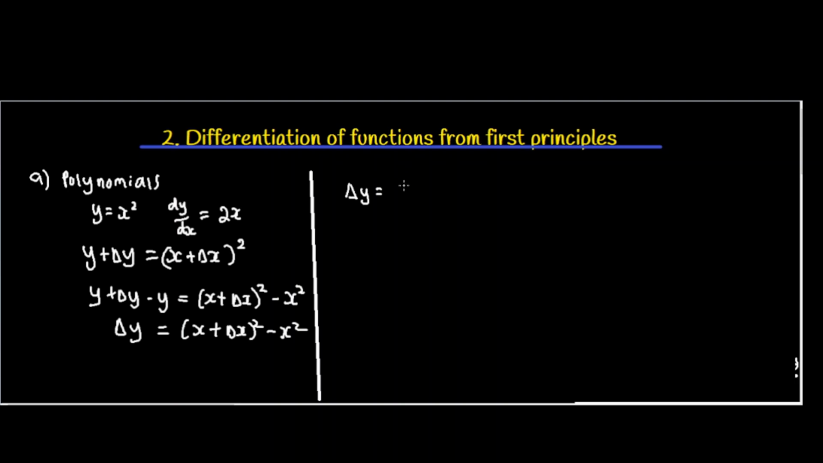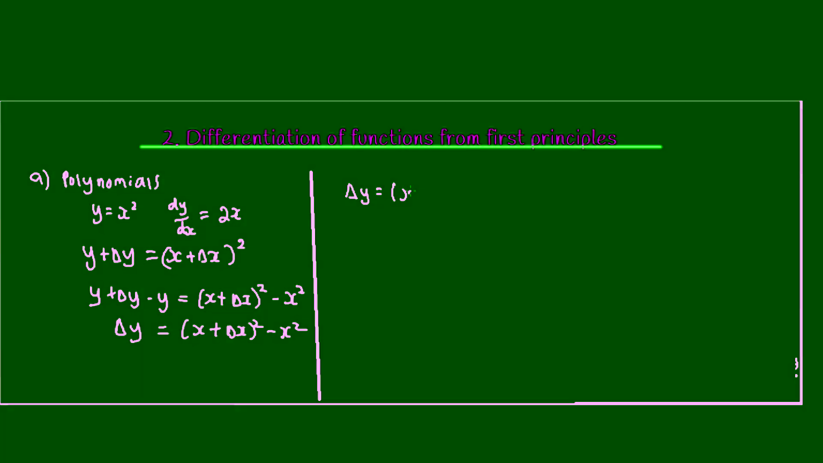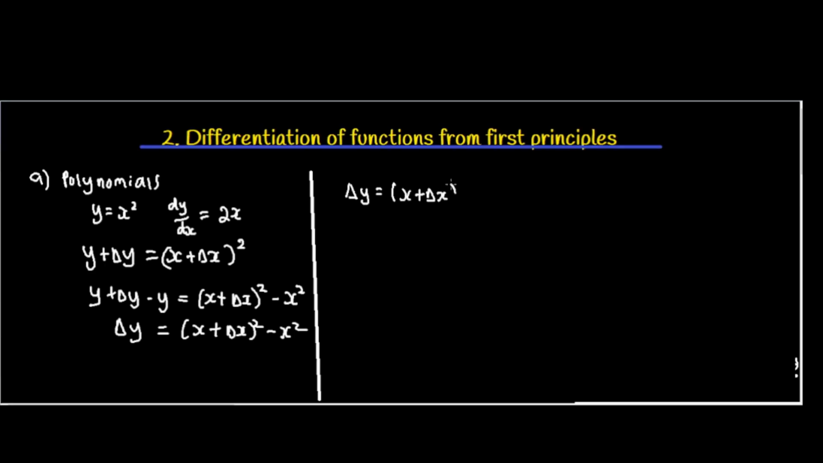Equal to. So what we are going to do in this case is simplify this bracket, or square this bracket. This is going to give us x plus change in x being multiplied by x plus change in x, minus x squared. Note that we are multiplying the bracket of x plus change in x by itself, because it was being squared.